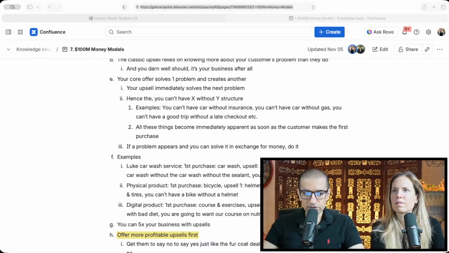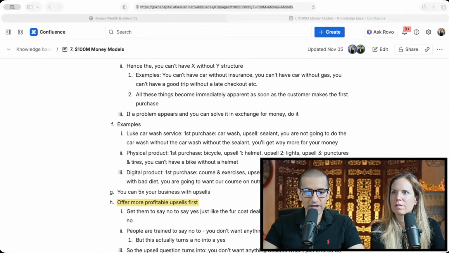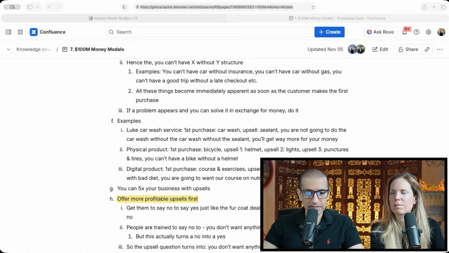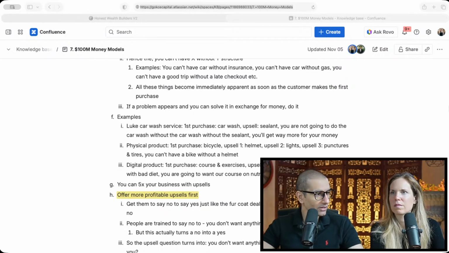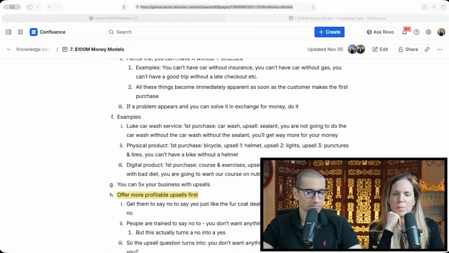Your core offer solves one problem and creates another. Your upsell immediately solves the next problem. Hence, you cannot have X without Y structure. Example, you cannot have a car without insurance. You cannot have a car without gas. You cannot have a good trip without a late checkout. So we could have something like, you cannot buy land on owner financing without this membership. It just makes no sense. Then we need to make the membership better.